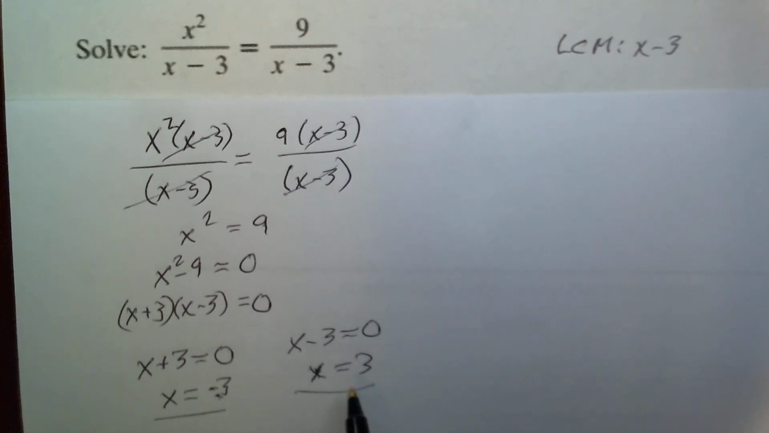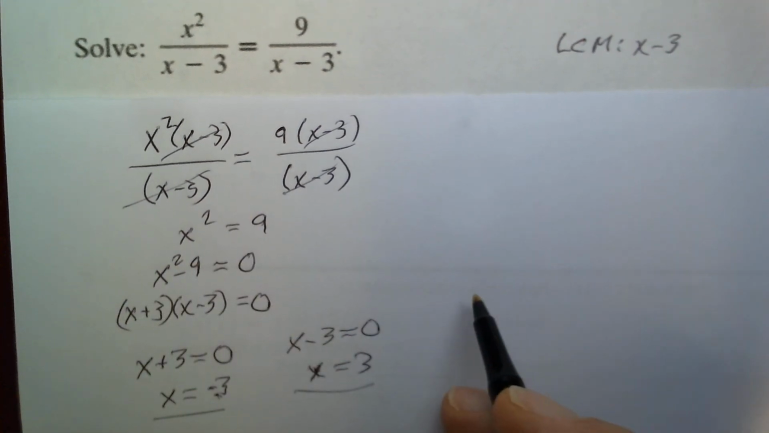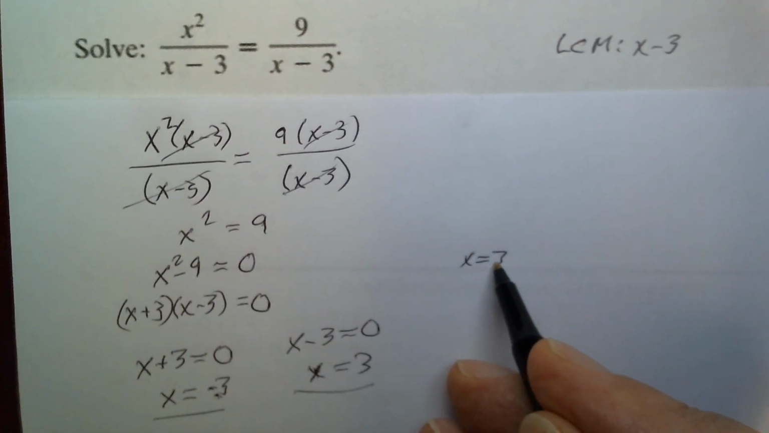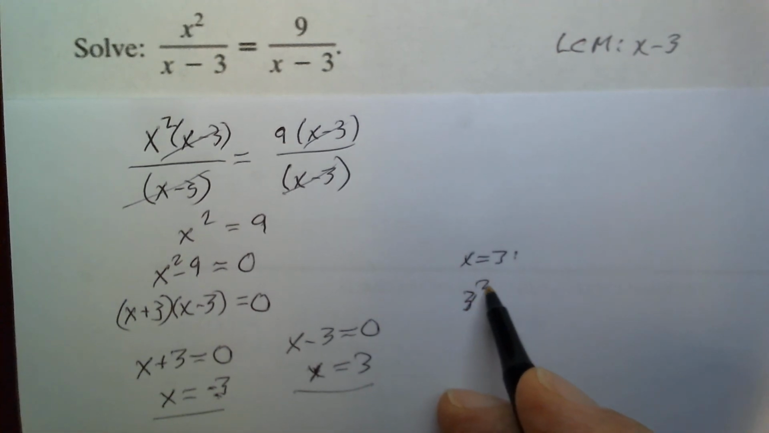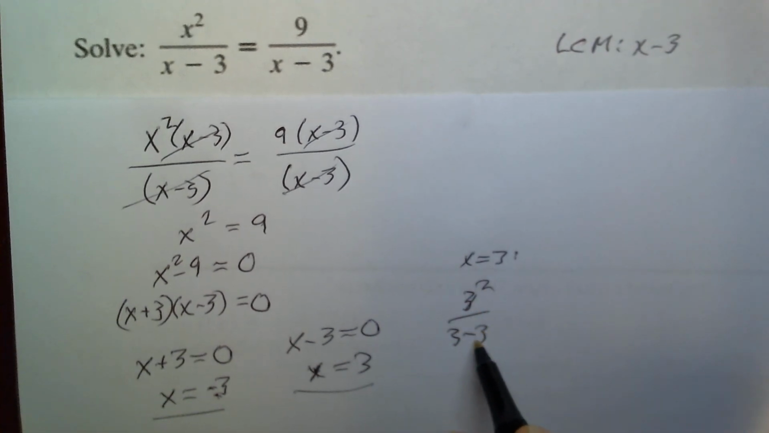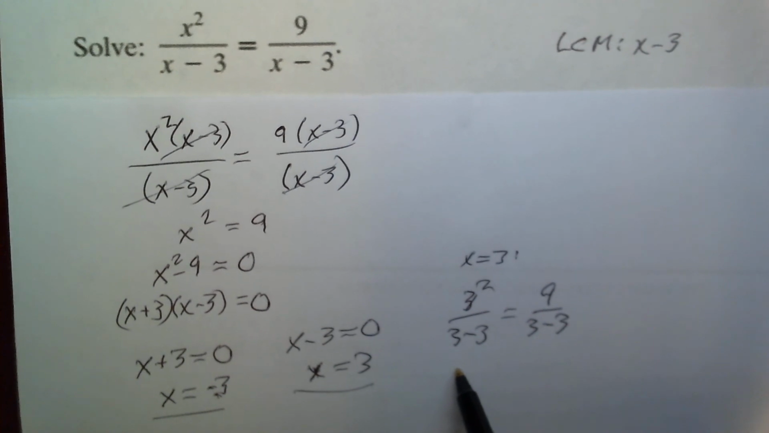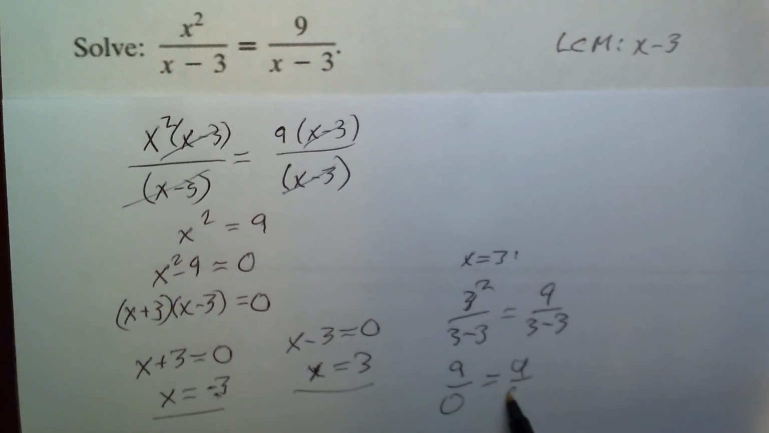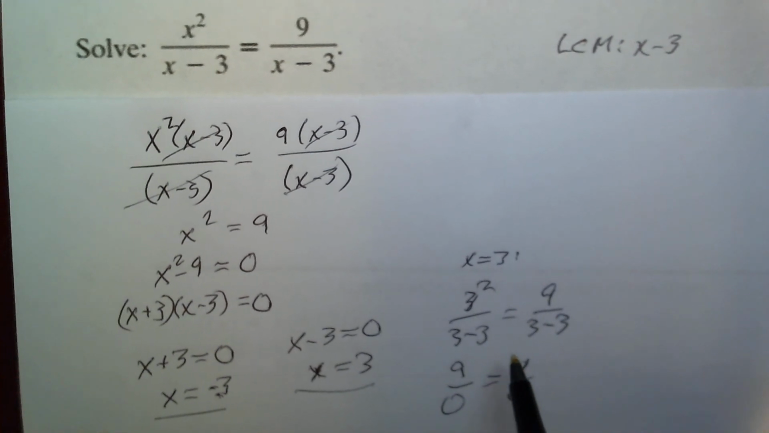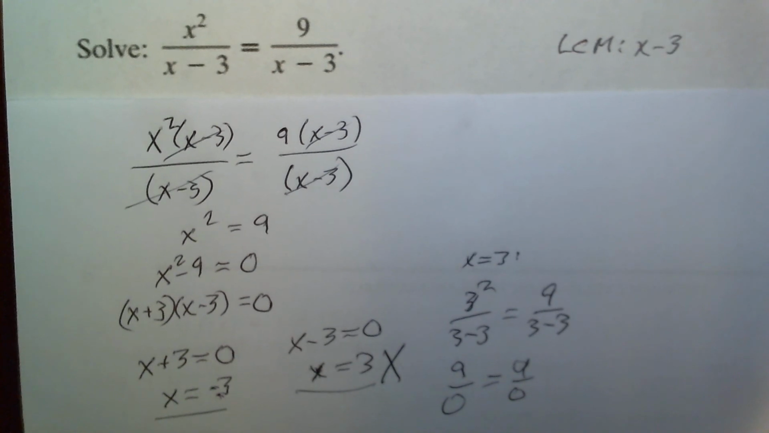So when we substitute x equals 3 in the original rational equation, we get 3 squared divided by 3 minus 3, which equals 9 divided by 3 minus 3. In other words, we have 0 in the denominator, so 9 divided by 0 equals 9 divided by 0. And these are undefined expressions, so x equals 3 is not a solution.